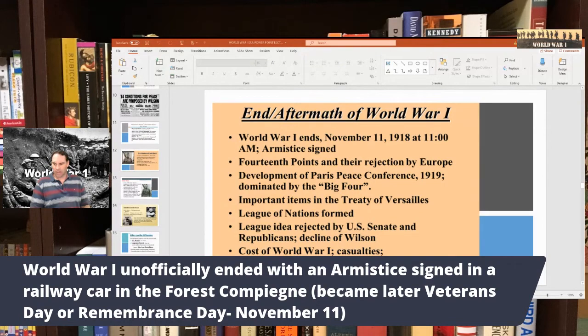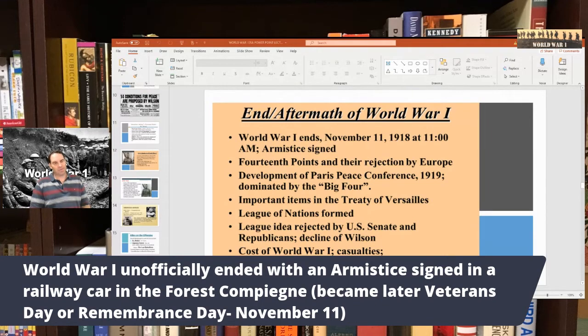Basically, that's about when the war ends pretty much, although it doesn't really officially end the war. What really ends the war is the Treaty of Versailles. The Germans signed it, because if the Germans hadn't signed it, they would have been invaded or occupied after the war. The actual armistice was signed in a railway car in the Forest of Compiègne in France. And that, of course, later became known as Veterans Day in America, November 11th.